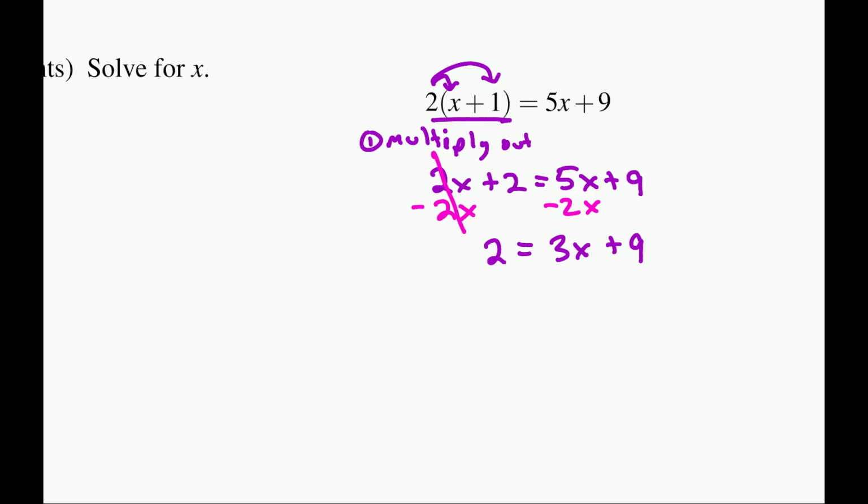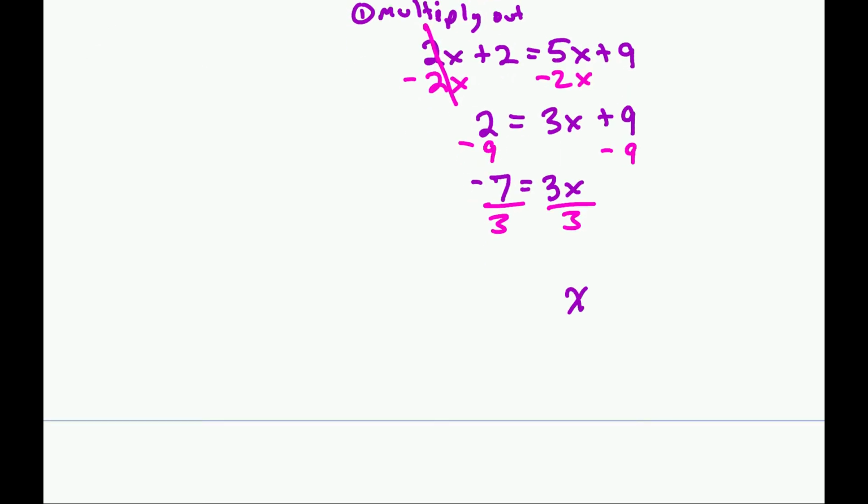Then we want to move the 9 to the other side. So subtract 9, subtract 9. So we end up with 2 minus 9 is -7 equals 3x. And then finally, to solve for x, we should divide both sides by 3. And we end up with x equals -7 over 3. And you don't need to simplify that or anything. Don't need a decimal approximation. Just leave it like that as a fraction.